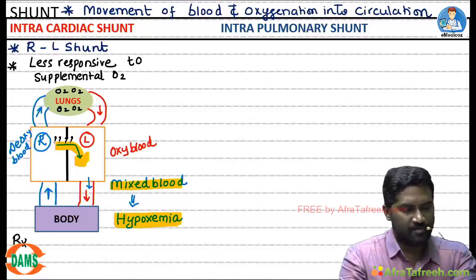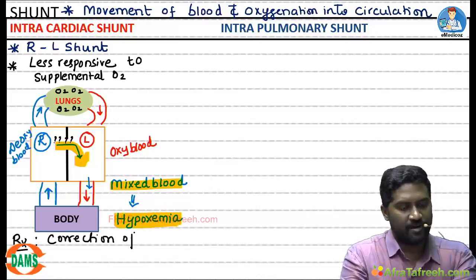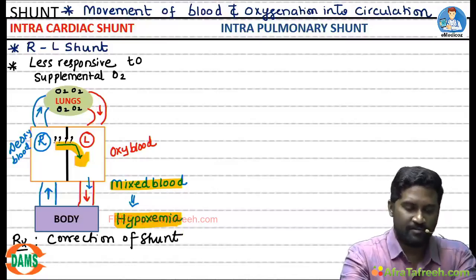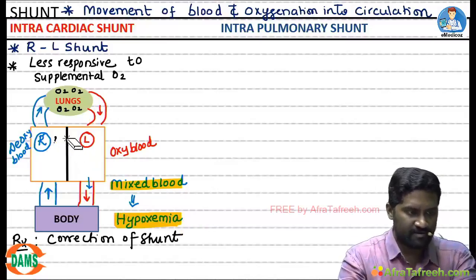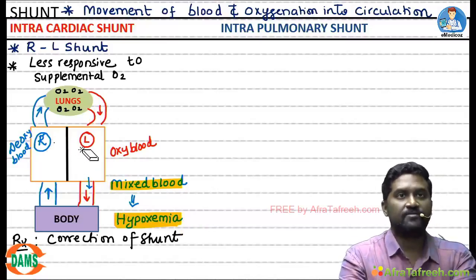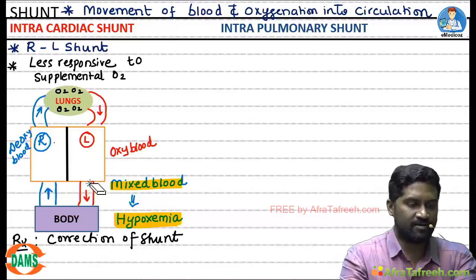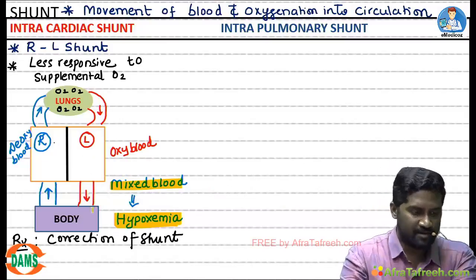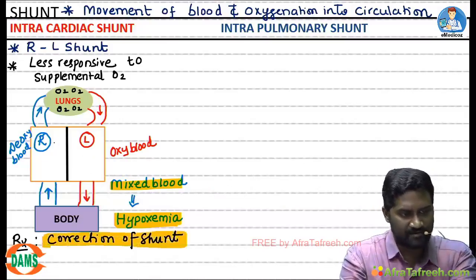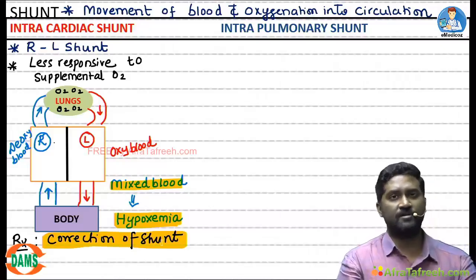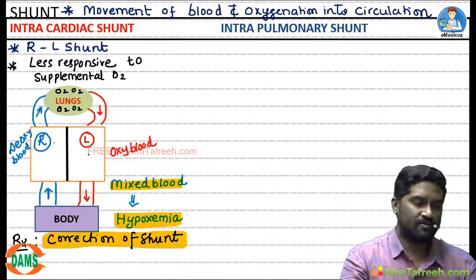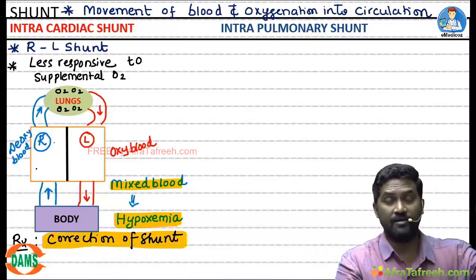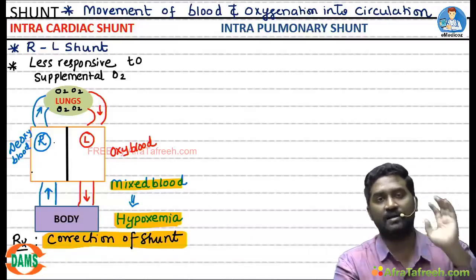So then what is the solution? Treatment here will be correction of that shunt by putting a device or doing some surgery. So ultimate treatment will be closure of this shunt. So if we close that shunt, blood will not go into the left heart, there will be no mixed blood, there will be no hypoxemia. So ultimate treatment will be correction of the shunt. Even if you give oxygen, there will be no much improvement in the oxygenation, because oxygen will not have any influence on that blood going on to the left side.